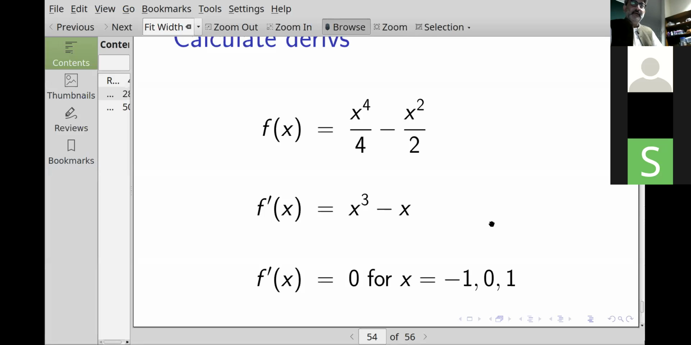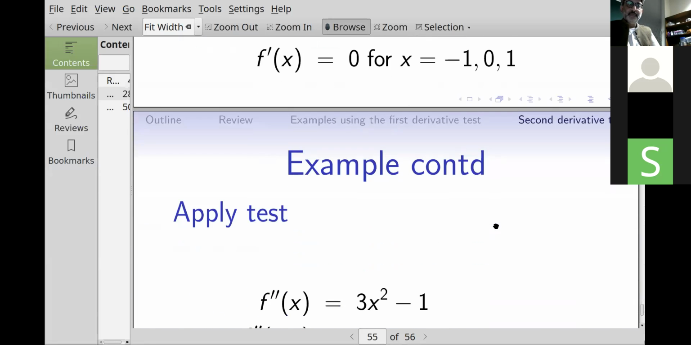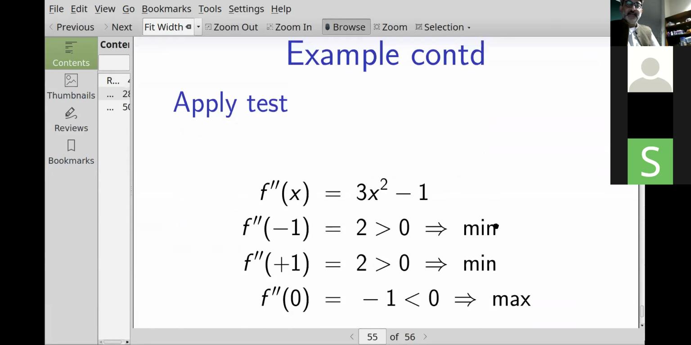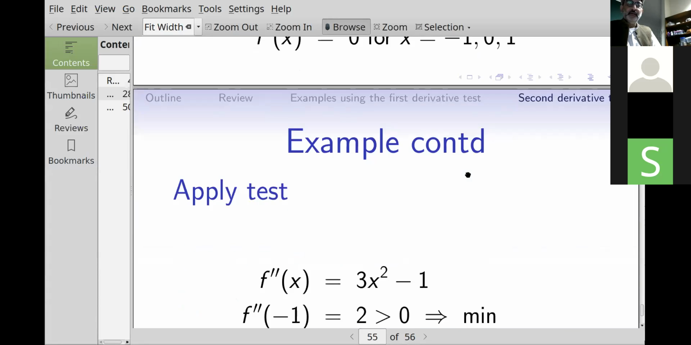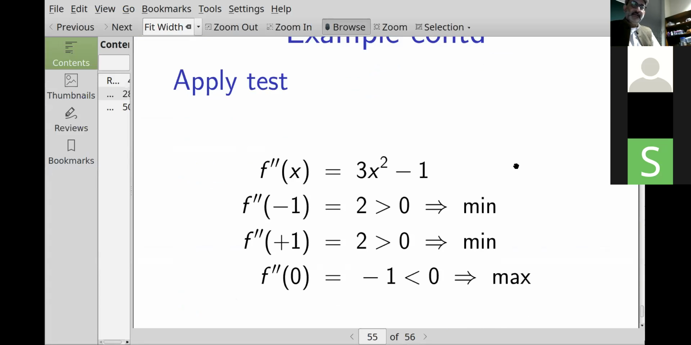All right, thank you. Okay, so, as before, -1, 0, and 1 are the critical points. So when we applied the test, the first derivative is x cubed minus x. The second derivative is 3x squared minus 1. Okay? So now, if I plug in the critical point -1, I get that the second derivative is equal to 2, which is greater than 0. So the first derivative is 0, the second derivative is positive, and the second derivative test says that you have a minimum there.